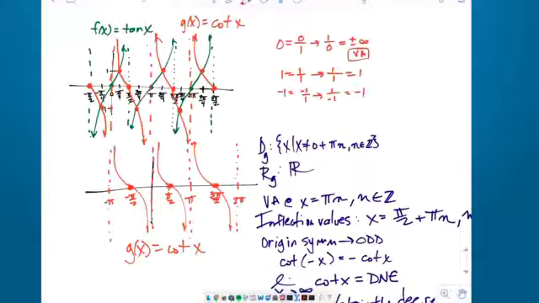Now there's one other thing. One becomes increasing and one becomes decreasing. But aside from that, they only differ by pi halves radians. And that's why they are co-functions or complementary functions.